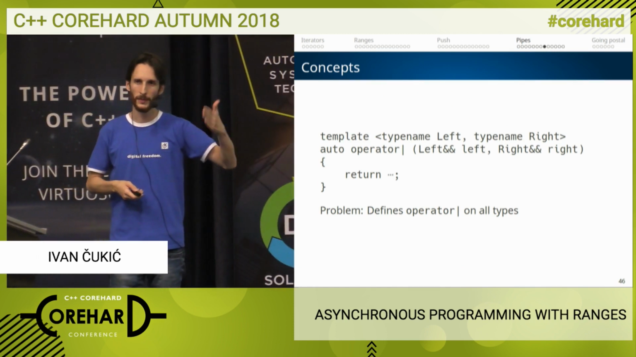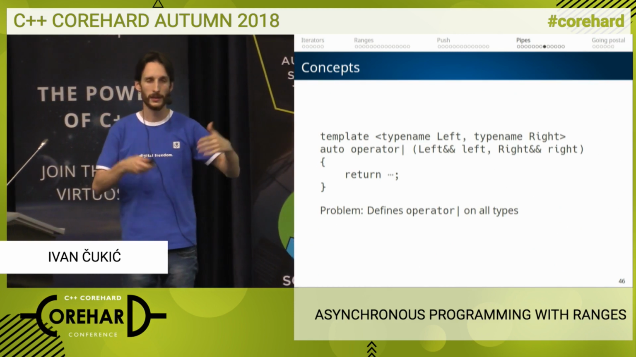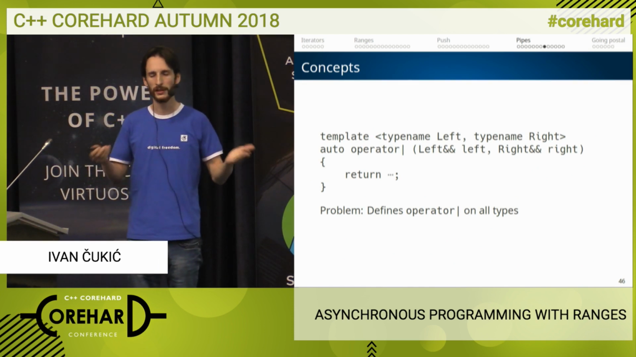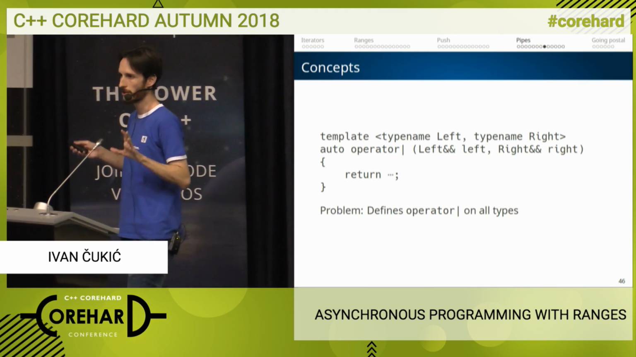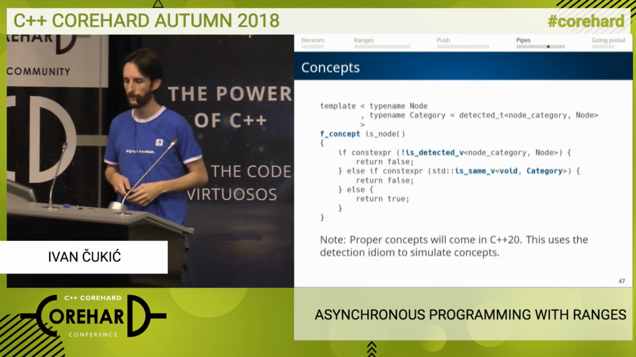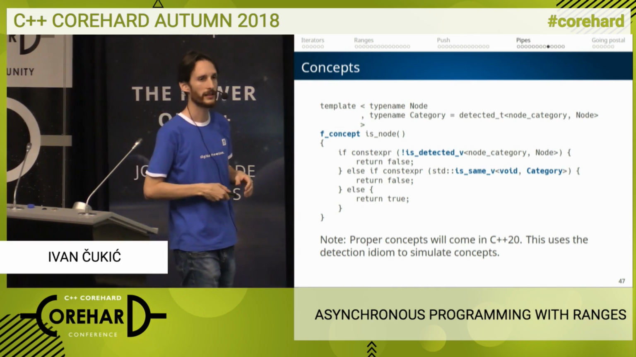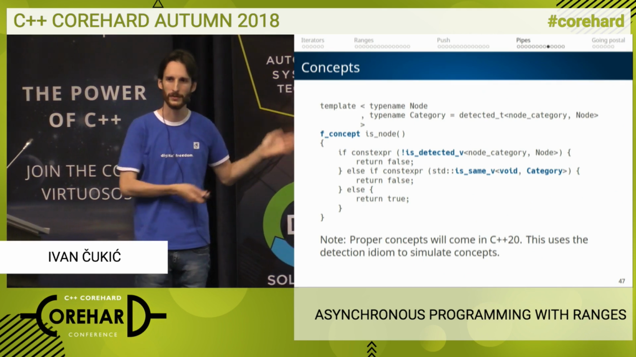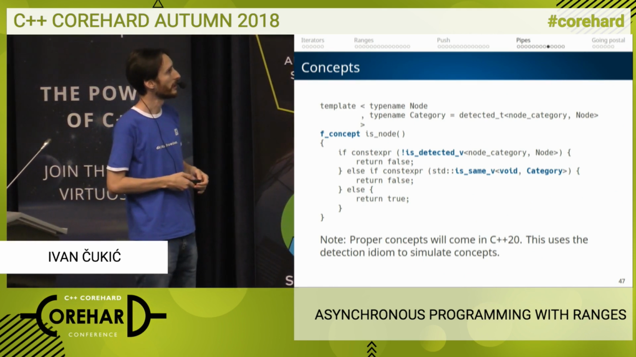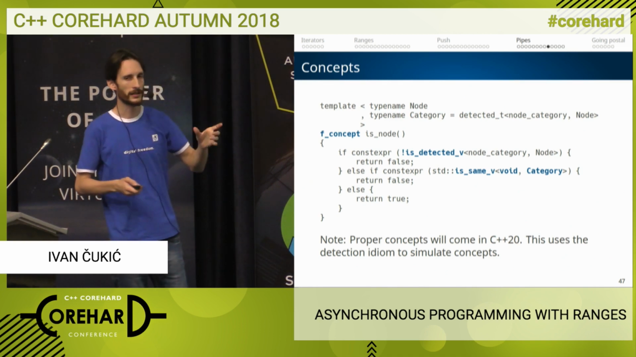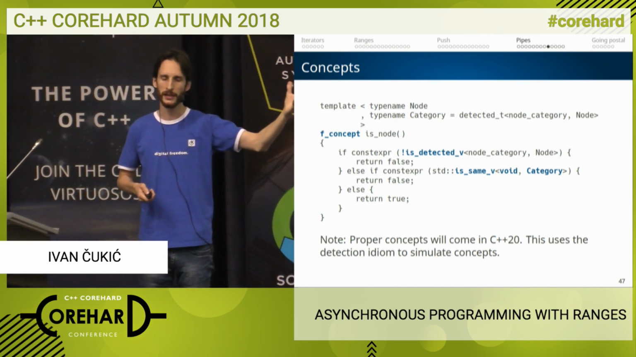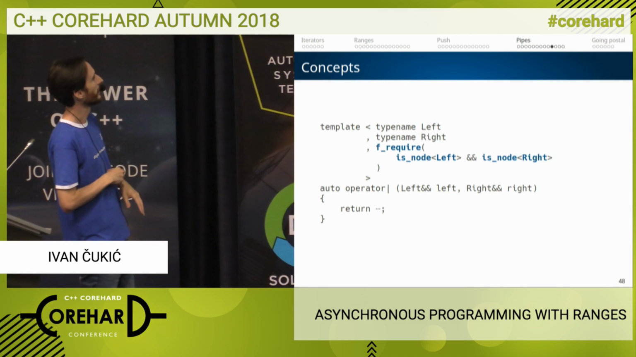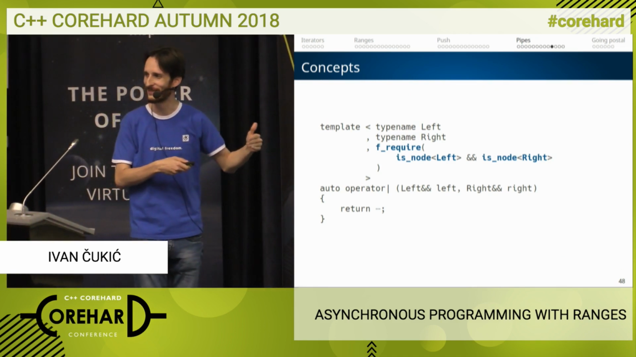Now we can create the pipe operator, which works on all our nodes. But the problem, if you tried to do this, then it would work on all types, which is definitely not something that we want. We just want to be able to accept a proper node. We can use something called a detection idiom. In C++20, we are going to get concepts, and we will be able to do it in a much, much nicer way. We can check whether we have detected the nested type called node category inside of a type. If yes, it's a node. Otherwise, it's not.